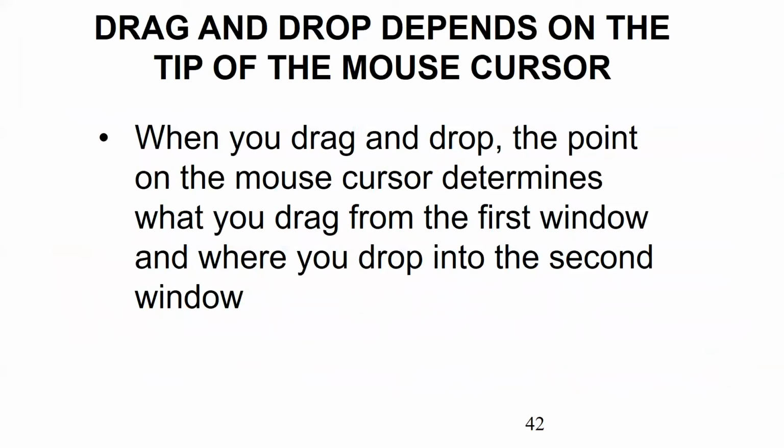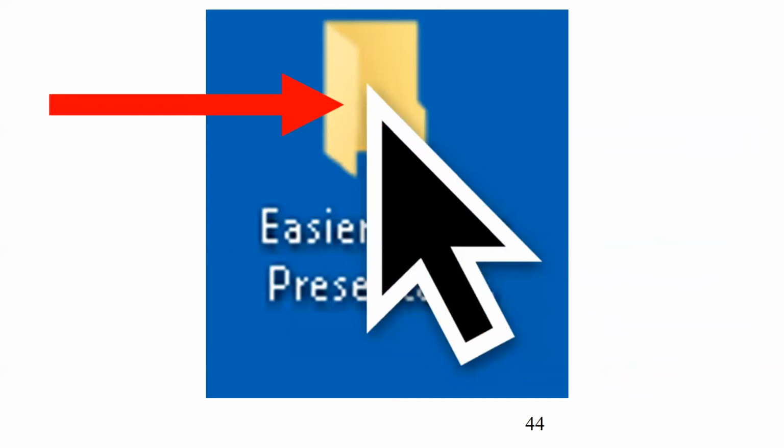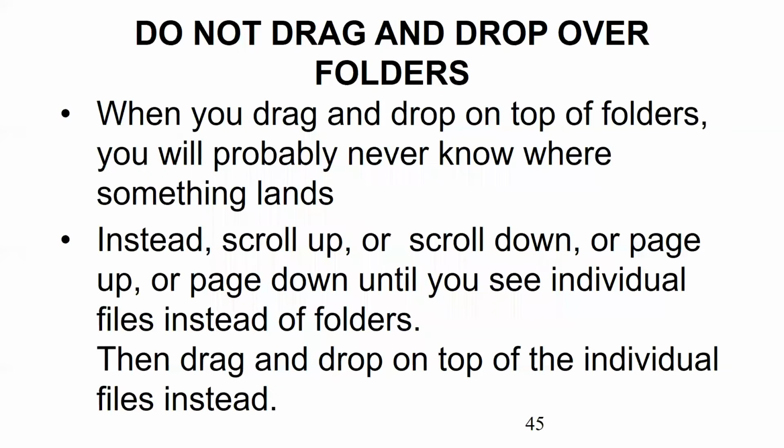All right. Dragging and dropping depends on the tip of the mouse cursor. When you drag something, it looks like this big mishmash of stuff. Where you land should be the very point of the cursor. That's where you should start, and that's where you should land. I see people miss the things they're trying to drag all the time when I'm teaching computer classes. The point is where the action is. Okay?